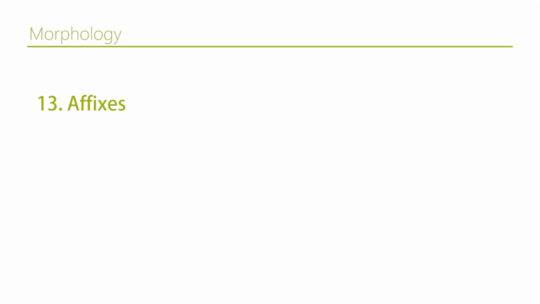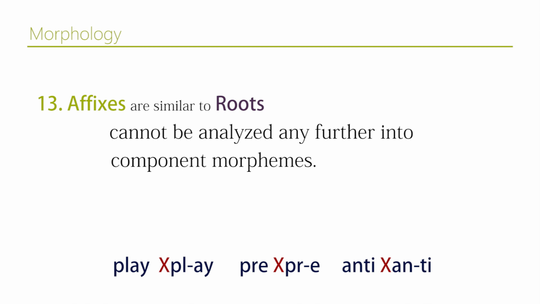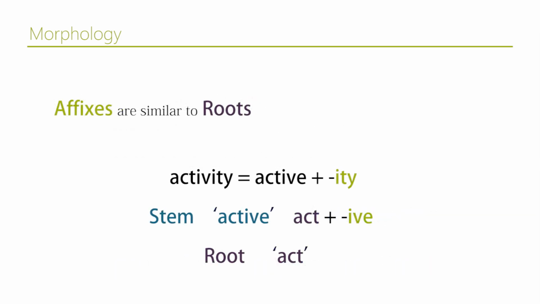So affixes are similar to roots in that both cannot be analyzed any further into component morphemes. It means every affix is just one morpheme. You can't break it into other morphemes. And that's actually also a property of roots. Roots are roots in the sense that they're different from stems. You may break a stem into a root and an affix, but you can't break a root into more morphemes. Similarly, you can't break an affix into more morphemes.